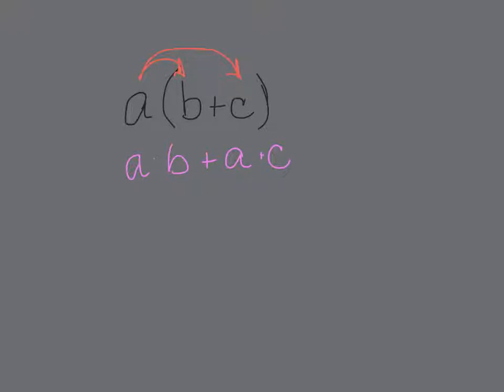And hopefully you remember that when I have two variables multiplied together, A times B, I just simply write that as AB. When they're right next to each other, they're being multiplied. Plus A times C is AC.